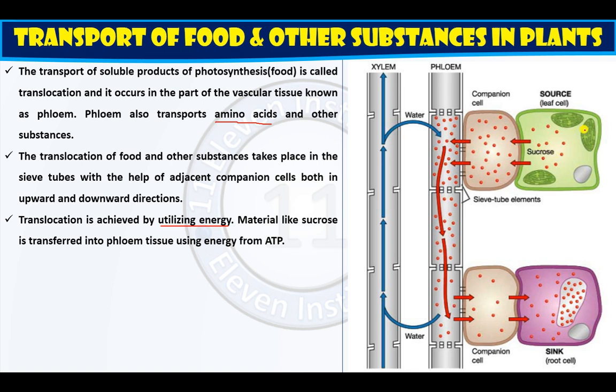So what I will do, the leaf cell will pass the sucrose to the companion cell, but to pass sucrose into the companion cell from here, energy has to be used in the form of ATP. Here energy is utilized to transfer material like sucrose, which is a photosynthetic product, to the companion cells, right? This increases the osmotic pressure of the tissue, causing water to move into it.